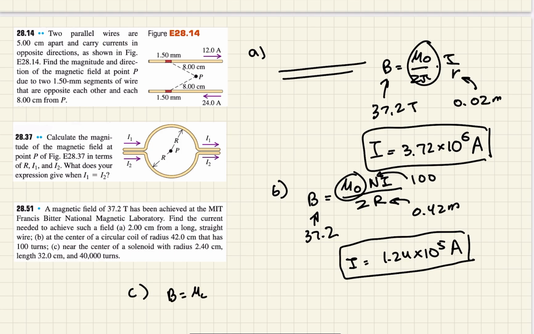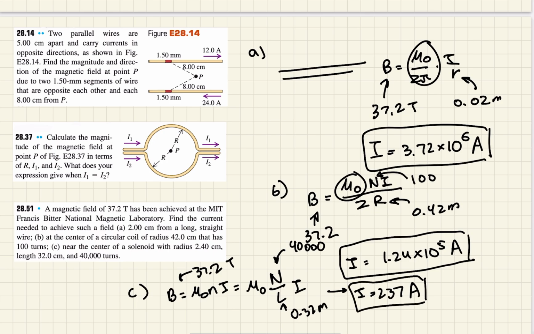Last one is a solenoid. The formula for that is B is equal to mu naught Ni, where n is coils per length, which you can just expand as number of coils over total length times current. So we know this is 37.2 Teslas again. N is 40,000, which is a lot. L is 0.32 meters. Radius, we don't actually care about, because there is no radius in the solenoid formula. There is one in the toroid, like I said, but in a solenoid, it can be anywhere within the solenoid and you're fine. And we know mu naught is 4 pi times 10 to the negative 7. And so you just solve for I by moving everything to one side. You're going to get a current of 237 amps. And that's your answer.